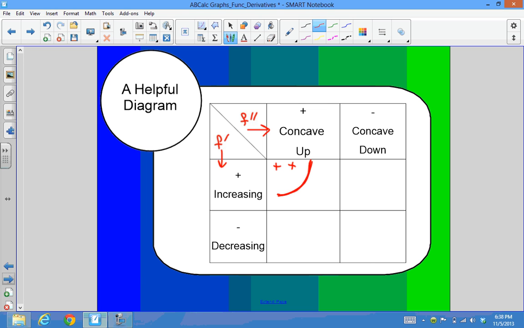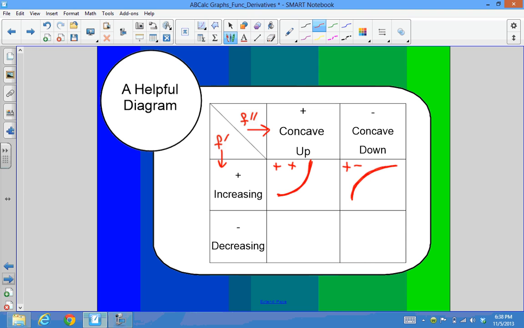When I move to the right, and I'm looking at it being increasing but concave down, I'm still climbing, but I'm facing a different direction. As I start that, I'm going pretty fast, but as I start getting up here, I start to slow down, don't I? And we know that different signs mean that I'm slowing down.